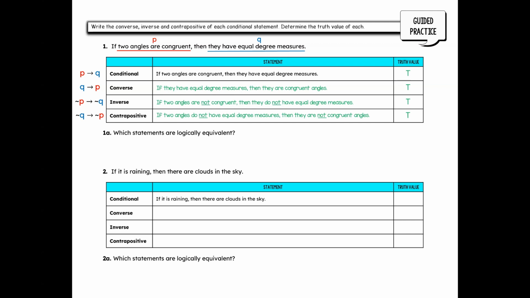So which statements are logically equivalent? All related conditionals are logically equivalent. If you need to catch up, go ahead and pause the video now. Let's move on to example number 2, which is our last example.